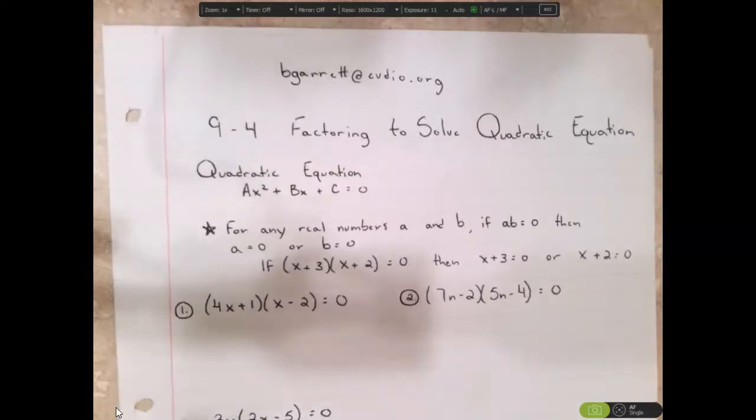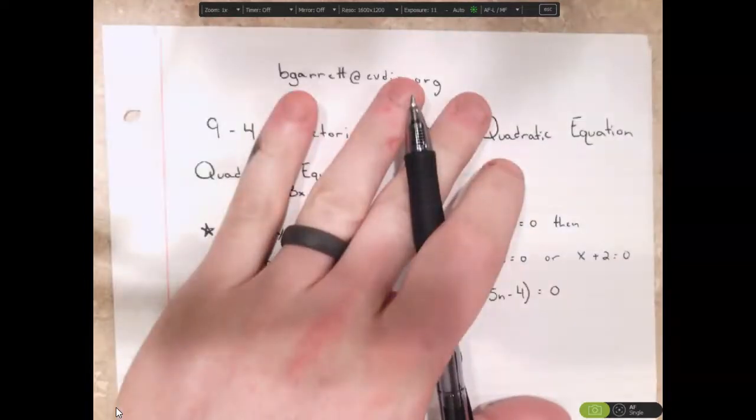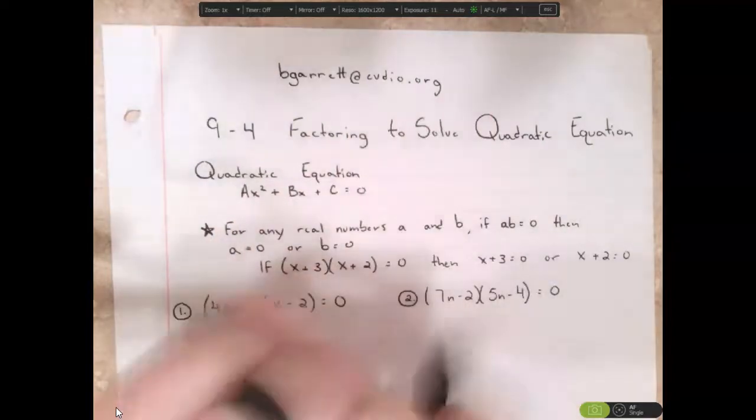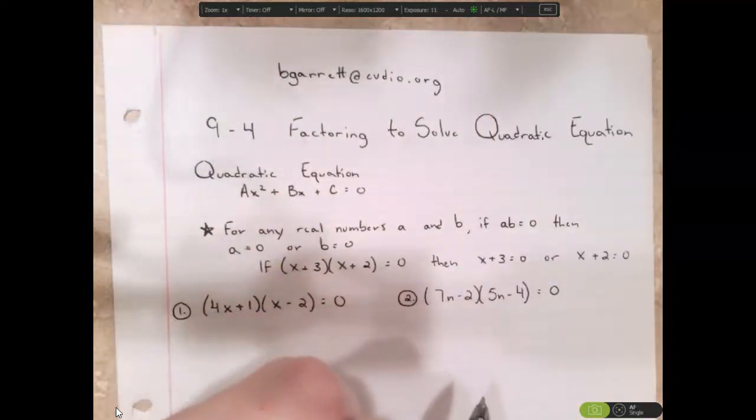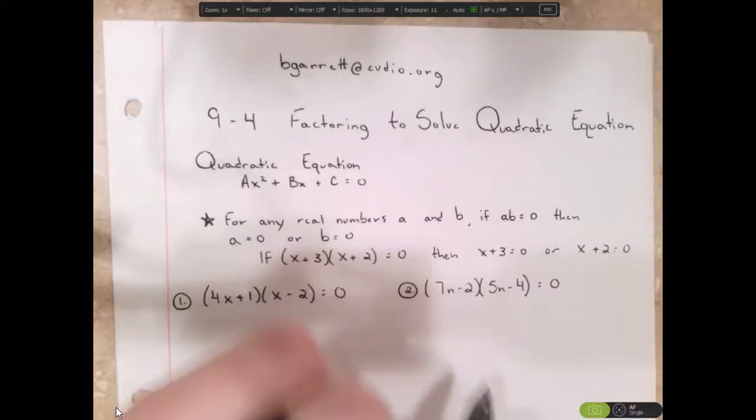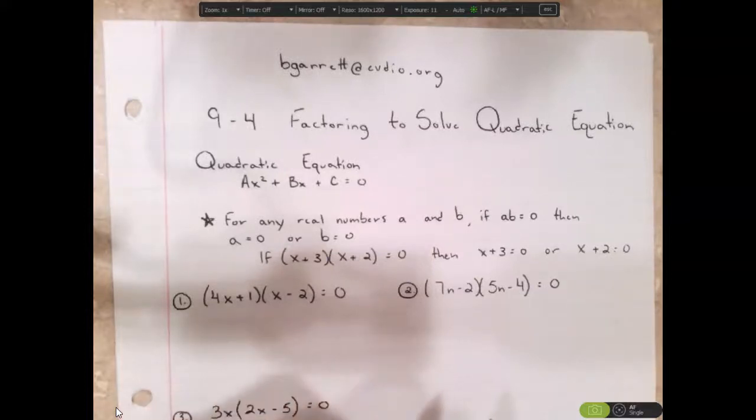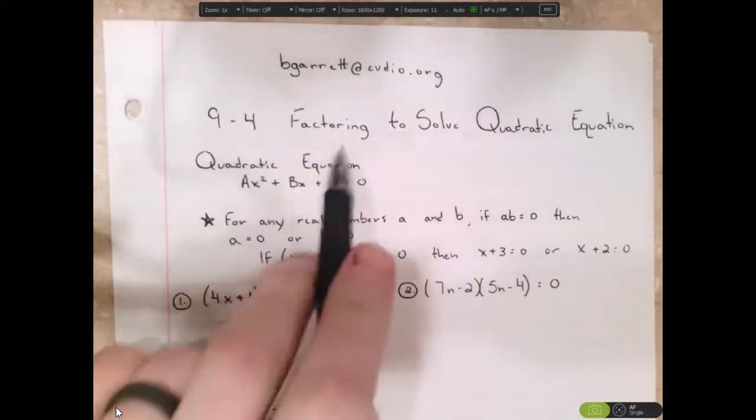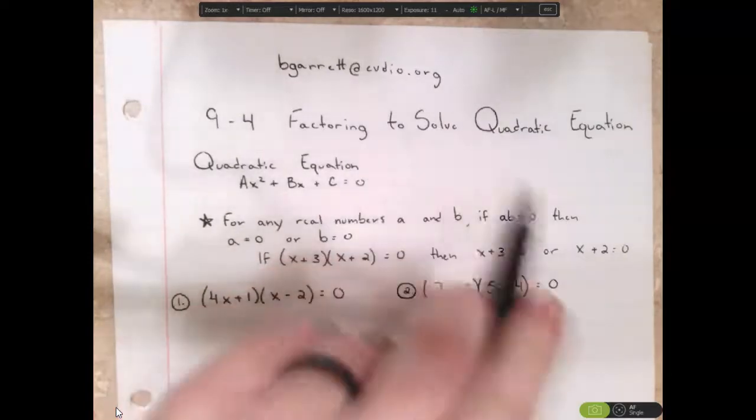But anyhow, let's move forward, and we're going to continue Chapter 9. We're going to try and finish this chapter up, and we're still probably going to have a test over it. But we'll cross that bridge when it gets a little closer. So, Chapter 9, Lesson 4, Factoring to Solve Quadratic Equations.